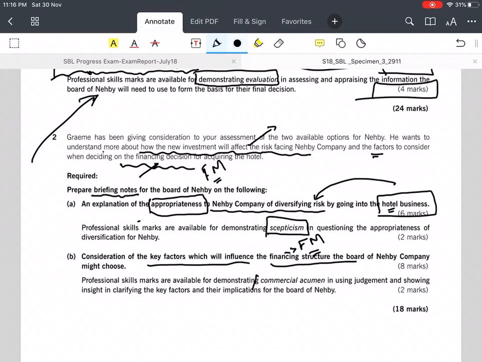Well, here the commercial acumen is going to be tested, which means that we have to consider all the factors that matter. That is, whatever factors will matter in taking this financing decision, we should consider. If we skip any important factor while deciding which source of finance we should choose, it means that we lack a commercial skill. So we must ensure that we consider all the factors before taking any decision.